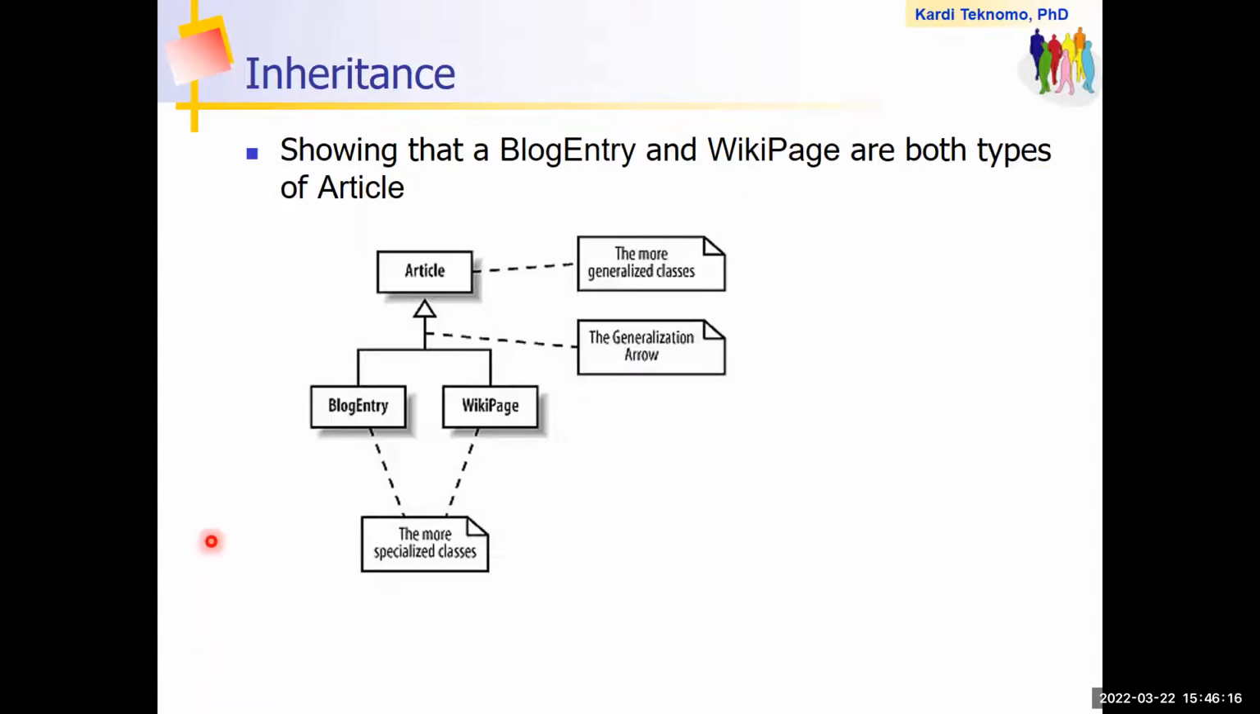Okay. The next one is called inheritance. Yeah? Inheritance is exactly the same as generalization. So here, the blog entry and wiki page is an article. Blog entry is an article. Wiki page is also an article. So this is the comment. If you want to know, within the UML, you can create a comment. So this is a comment. This kind of node is called a comment.